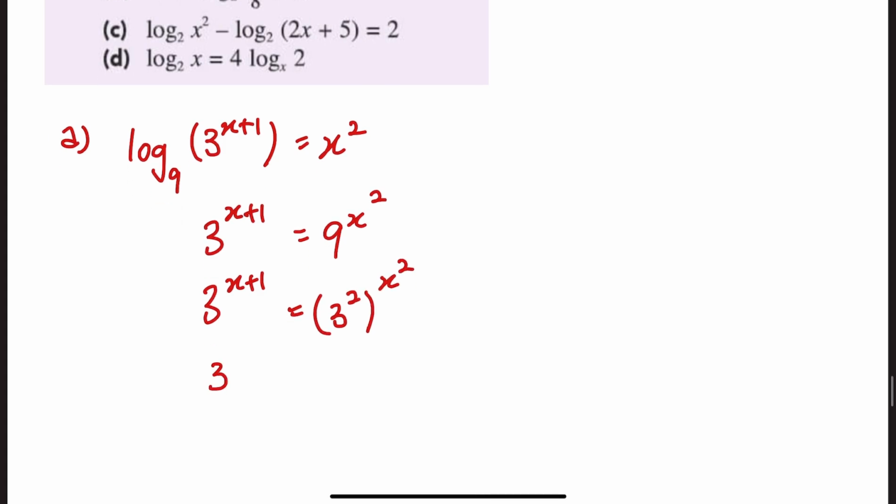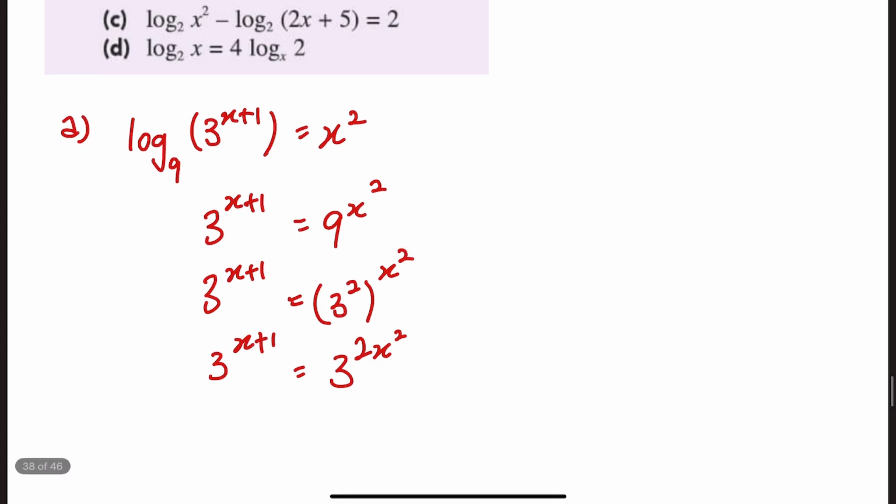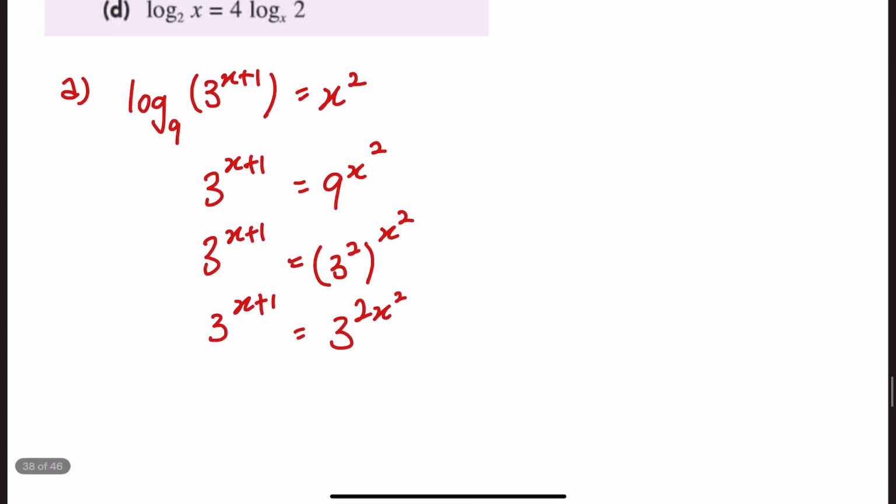This can be simplified to 3 power x plus 1 equals 3 power 2x squared. Okay, once they have the same base, now I can compare the powers straight away. Therefore, x plus 1 is equal to 2x squared.